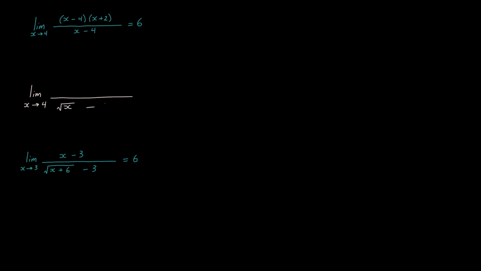Now let us turn our attention to one more type of limit problem for an x-coordinate that makes the function undefined. These first 2 problems are the problems we just did. We saw that 4 and 3 made the functions undefined, but that did not stop the limits from existing. However, that's not always going to be true. Take this guy. It turns out this limit does not exist. 4 makes the function undefined, and the limit also doesn't exist.